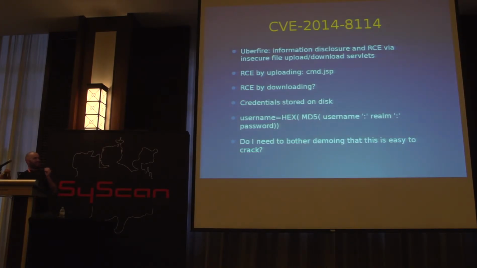Here's another example. You could call this path traversal, but it's even sillier than that. There's no path traversal. A component called Uberfire, which is part of a large rules management engine that's quite widely used, contains these file upload and download servlets. And they don't apply proper authentication or authorization. There's absolutely no path checking in there at all. So you can just upload a file with an arbitrary path, download a file with an arbitrary path. If you can upload a file with an arbitrary path, then easy. You can just upload a command JSP shell, and you've got RCE.